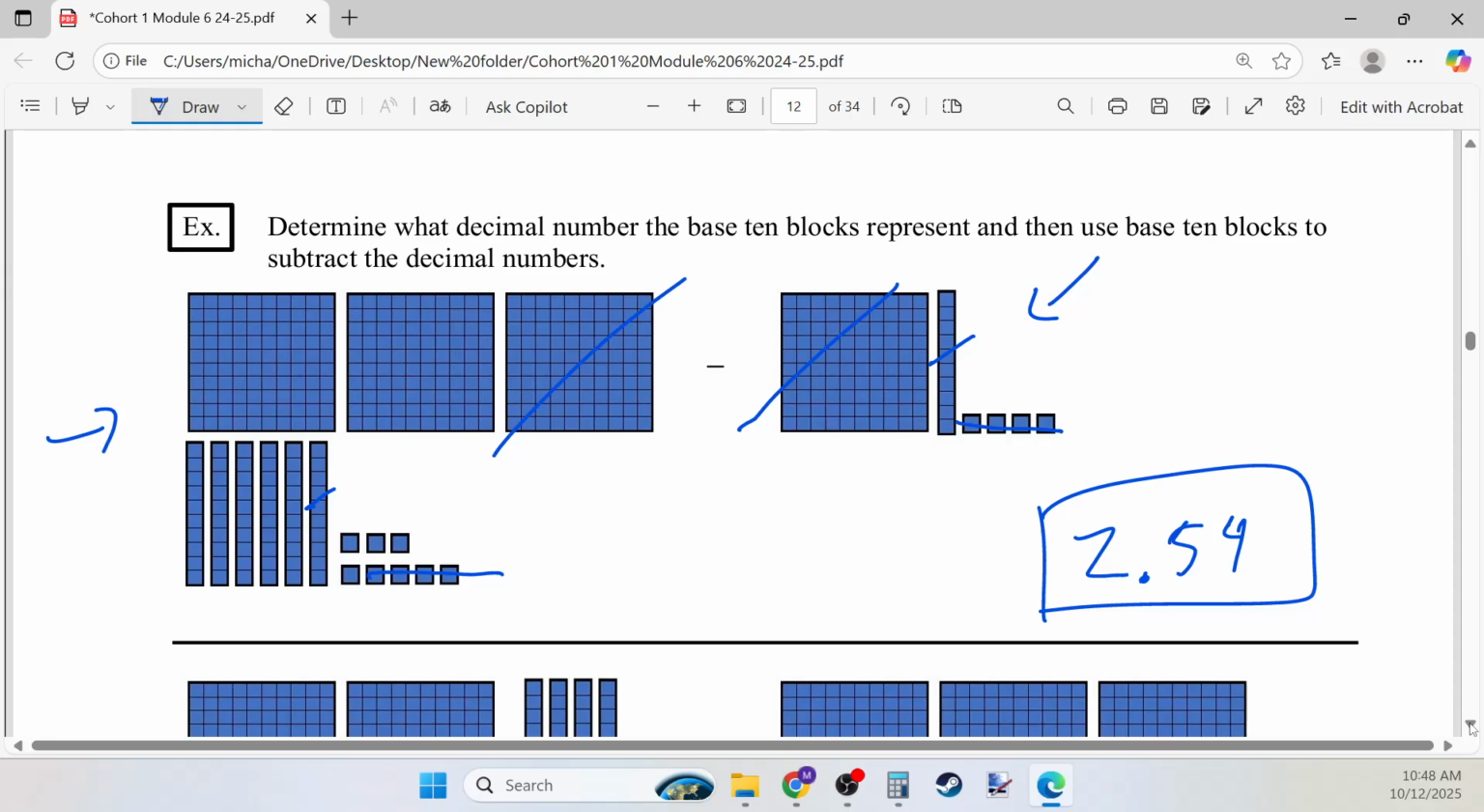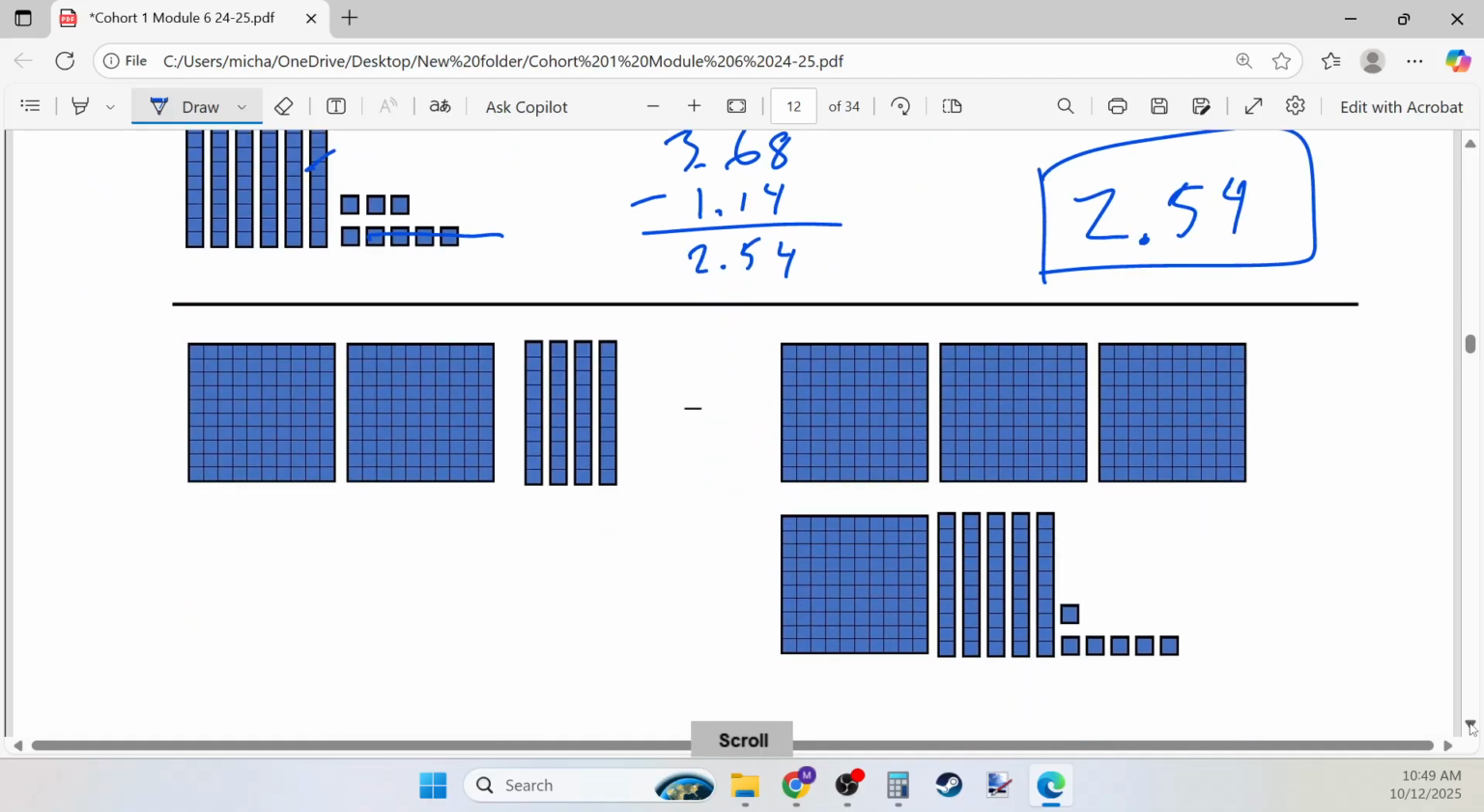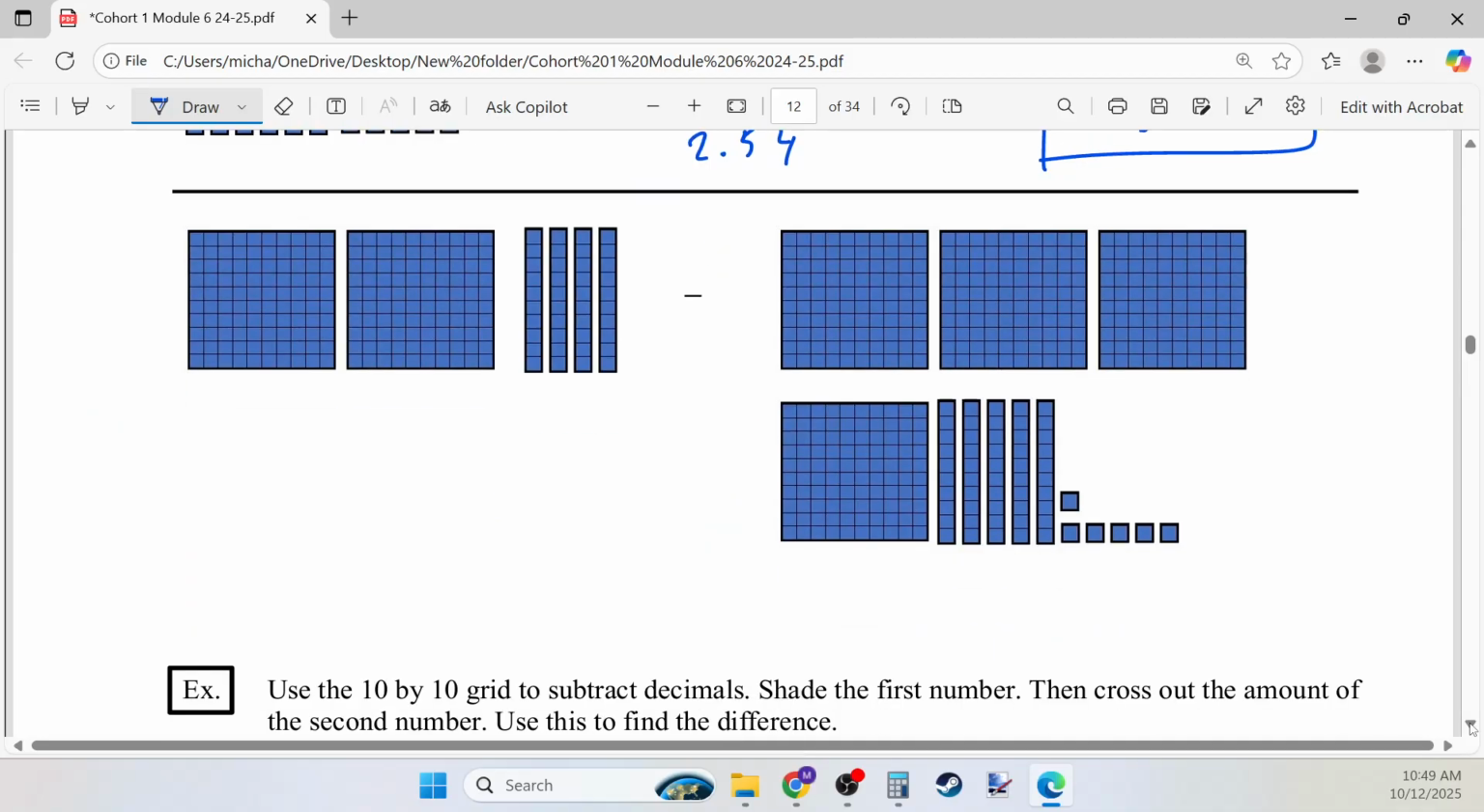This is the same as saying 3.68 minus 1.14. 8 minus 4 is 4, 6 minus 1 is 5, 3 minus 1 is 2. The dot goes down straight into the answer. So in here, it looks like we have to borrow. So I want to cancel 6 units, but I don't have any. These aren't units, these are hundredths. I should call them that.